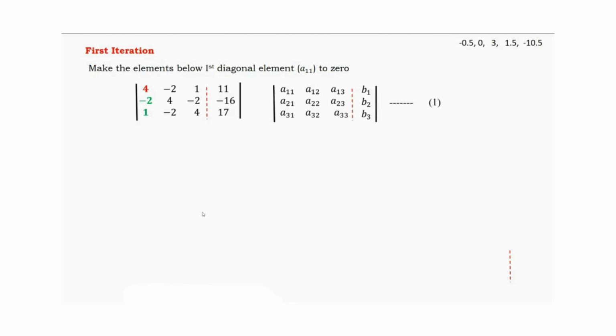See here, I have written in detail. First iteration: make the elements below the first diagonal element 0. The first diagonal element is this. I want to go step by step. First of all, I want to make this element 0, and then this is also 0. But at a time we cannot do both, so we go step by step. This is the first step. I want to make this element 0. For making this element 0, what do we have to do? We have to compute a factor first. How do we compute the factor?